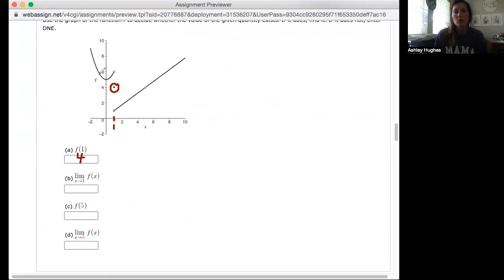Now the limit as x goes to 1, in this case, the limit does not exist because your limit is coming from the left and from the right, so it does not exist. I'm going to let you do f of 5 and the limit of f of 5, see if you can get that one.